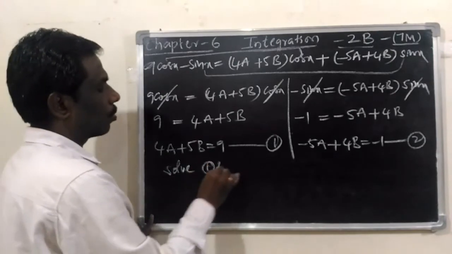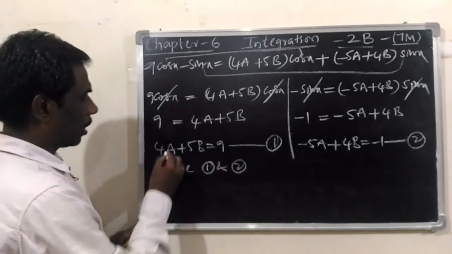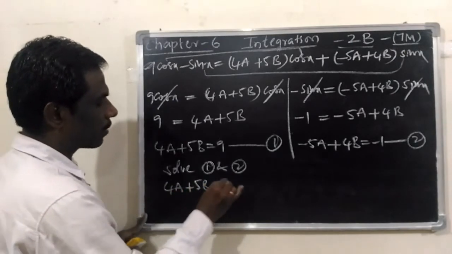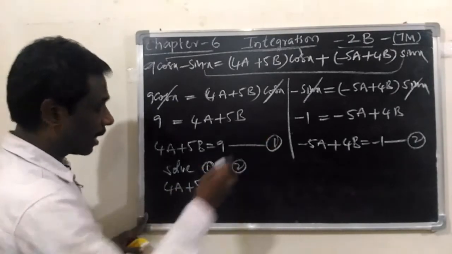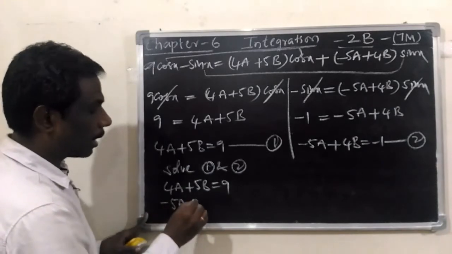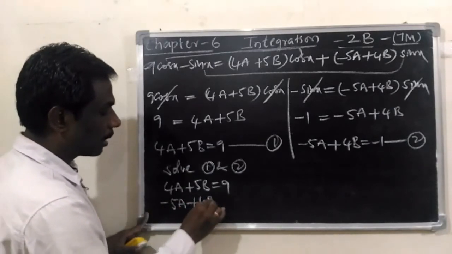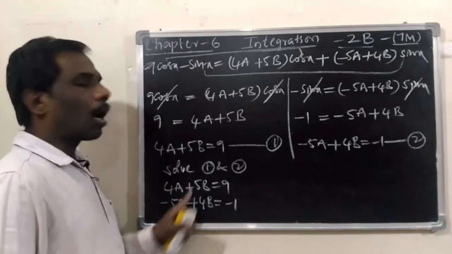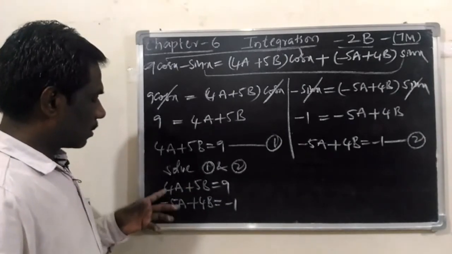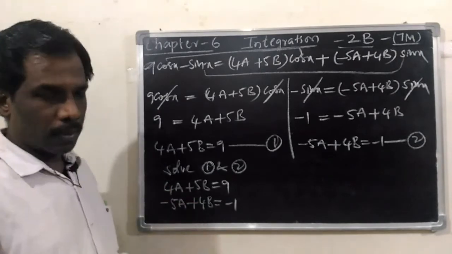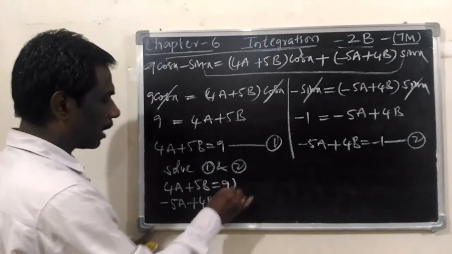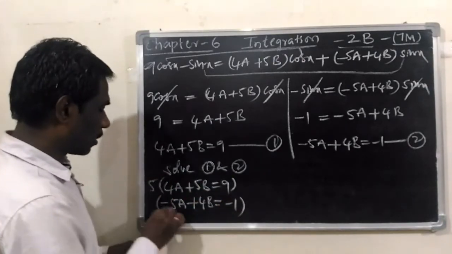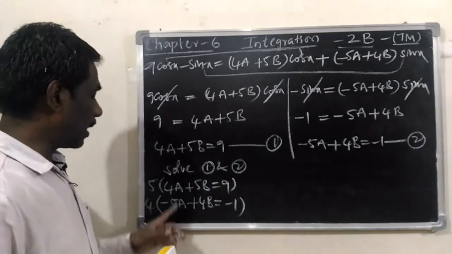Solve equations 1 and 2. Equation 1: 4a plus 5b is equal to 9. And what is the second equation? Minus 5a plus 4b is equal to minus 1. The a terms and b terms are not equal, so to eliminate a, I am multiplying the first equation with 5 and the second equation with 4.